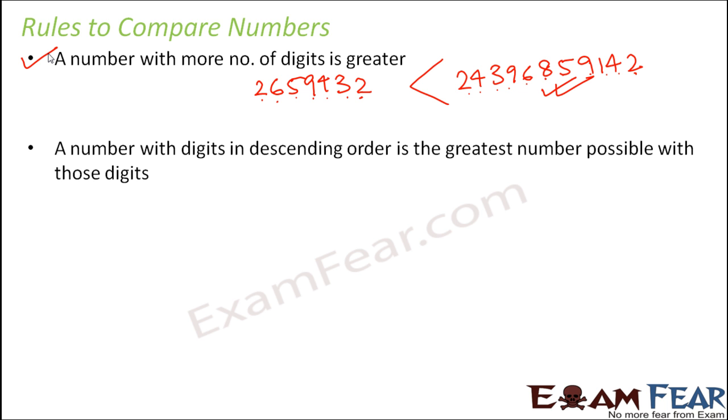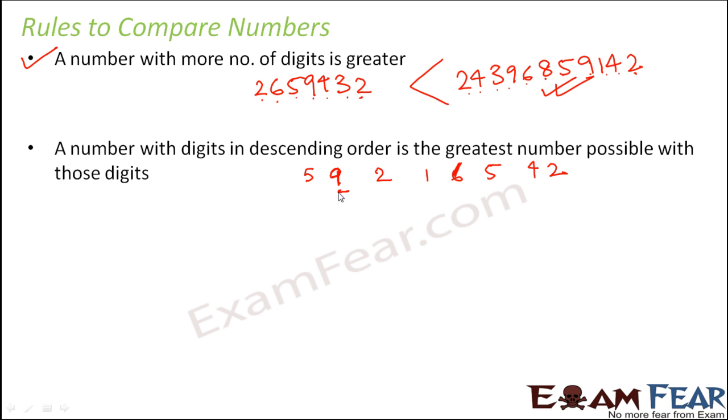Rule number 2: a number with digits in descending order is the greatest number possible with those digits. This is something that we had discussed in one of the previous slides. Let us suppose you have some digits like 5, 9, 2, 1, 6, 5, 4, 2. If you are given a set of digits, the greatest number would be the one where the digits are ordered in descending order, that is, in decreasing order.